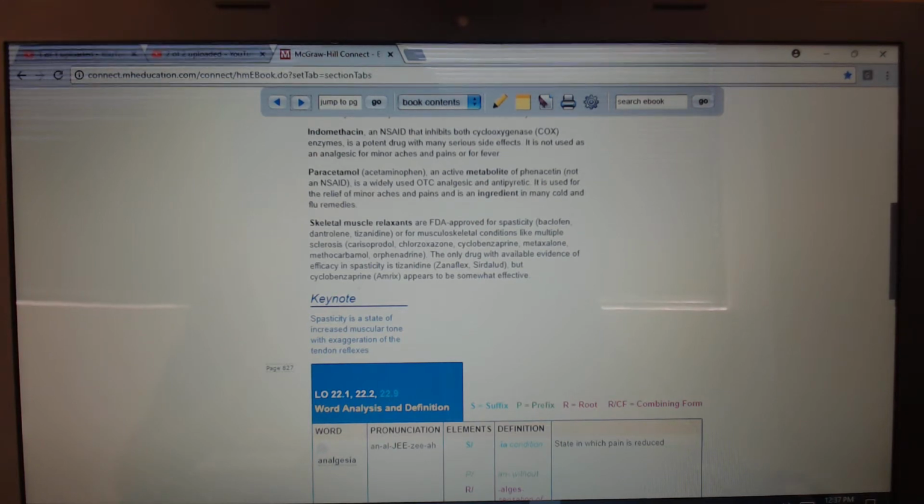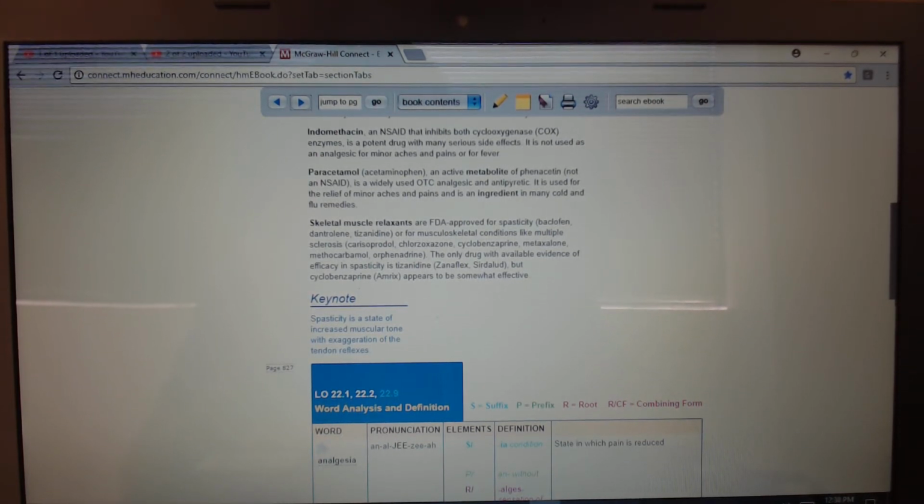Paracetamol, which is acetaminophen, an active metabolite of phenacetin, not an NSAID, is a widely used over-the-counter analgesic and antipyretic. It's used for the relief of minor aches and pains and is an ingredient in many cold and flu remedies. Of course, acetaminophen is Tylenol.